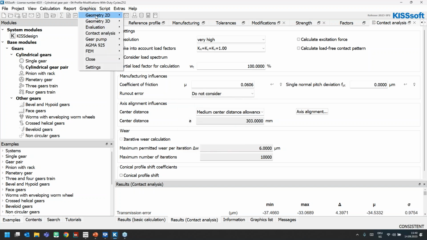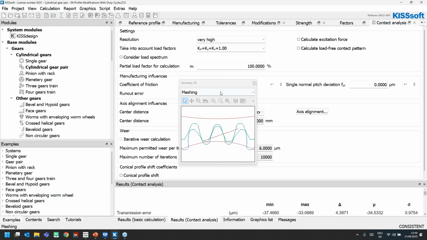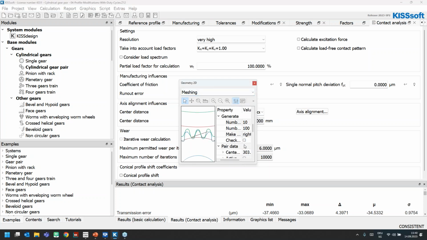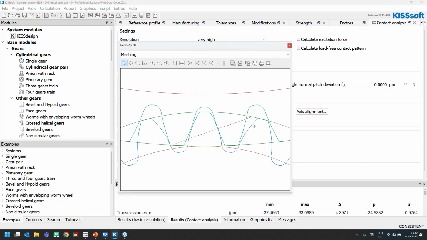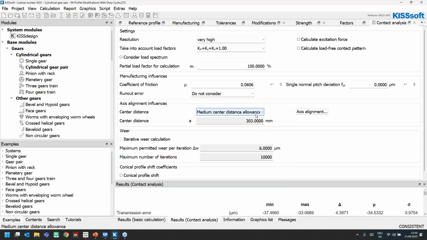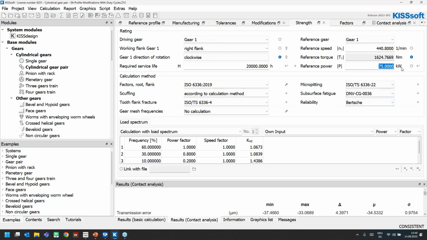Okay, so we can go to graphics, geometry 2D, and let me again activate the tip circles so that you sort of get the idea how the contact path is now looking, which is a good start, right? Now, obviously this modification is optimal only for 75 kilowatts.